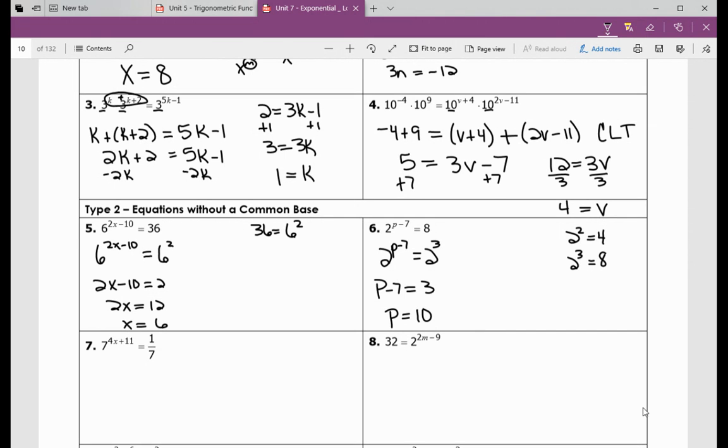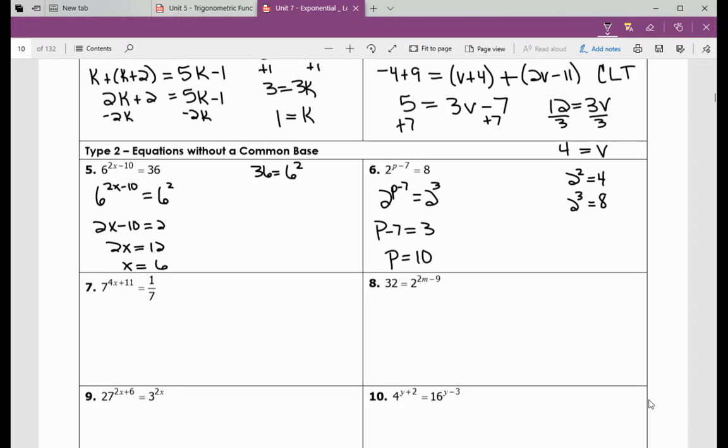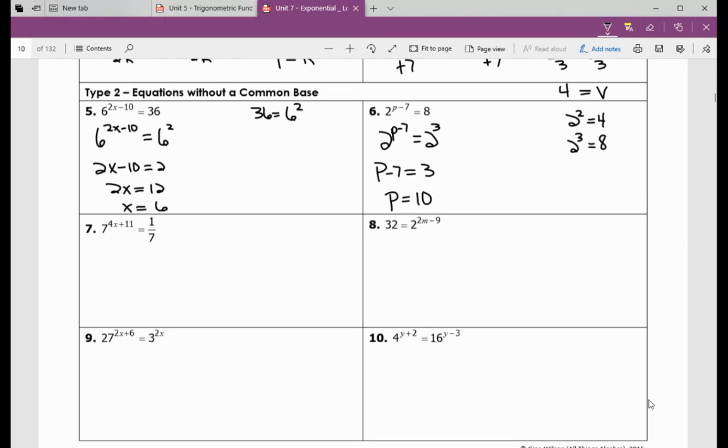Now, I know I'm kind of going out of order, but I'm going to do number 8 before we do number 7, simply because number 8 also has a base 2. So that base 2 indicates to me that 32 is probably a base 2 number. We already did 2 squared, we did 2 to the third. 2 to the fourth would be 16, and 2 to the fifth would end up being 32.